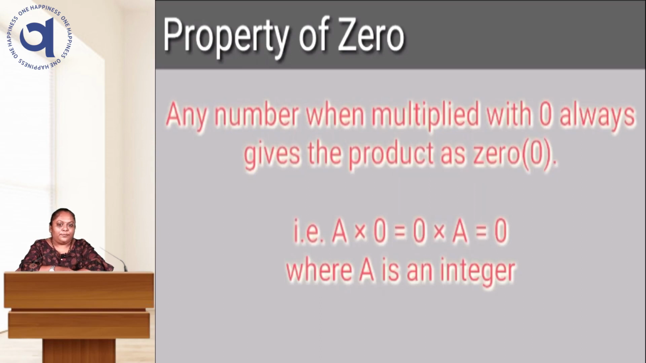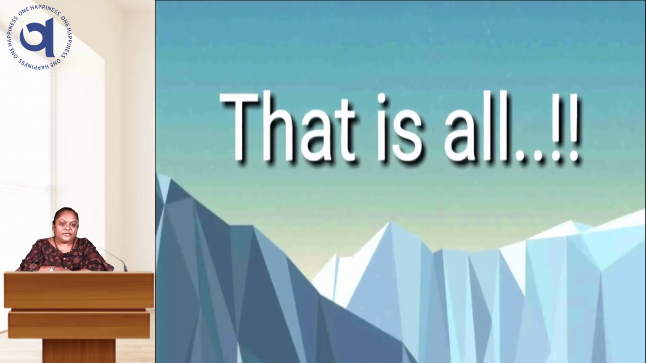Now next is the property of 0. Any number when multiplied with 0 always gives the product as 0. So, if you multiply any integer a by 0 or 0 by a, you will get 0 only. Here also a is an integer. So, this property is known as the property of 0, where your answer comes as 0 only.